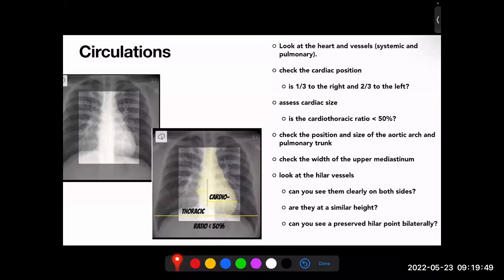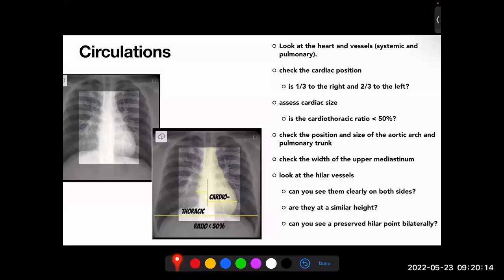Thymomas, lymphomas. What about aneurysm of the aortic root and the aortic arch? Yes. What about TB lymphadenopathies? What about sarcoid? Those are the things to think about.